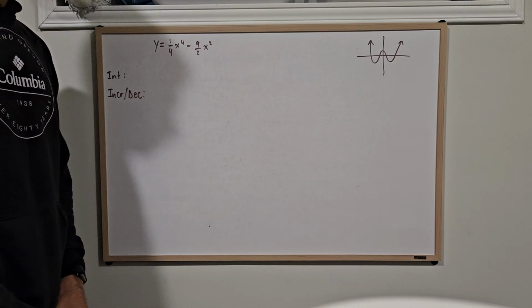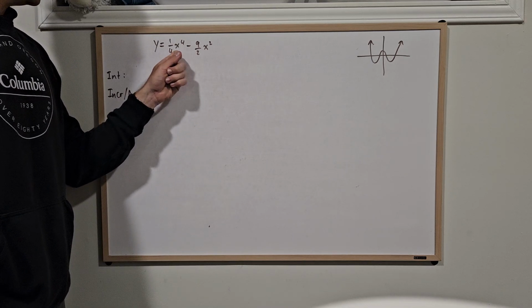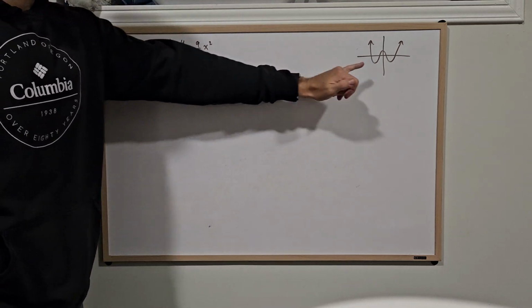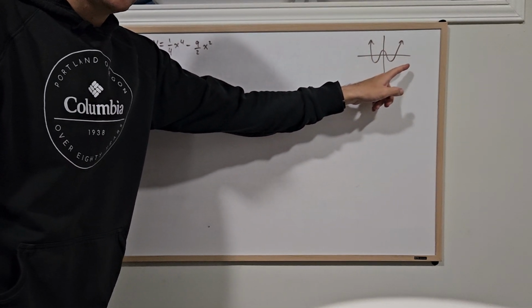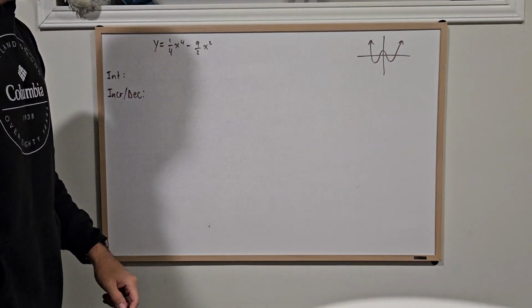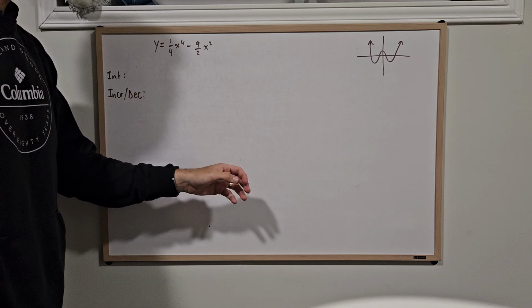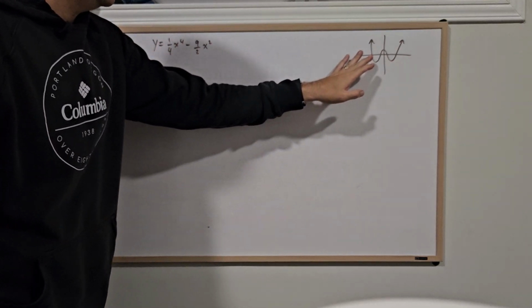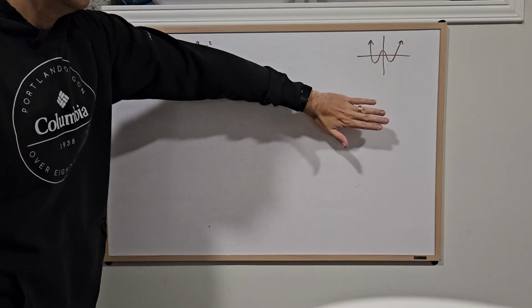So if we remember from our functions from previous years, we know that when we have an x to the power 4, we have this general shape right here, which is kind of like a W shape. Okay, and we have a positive a value here, which means it's going to be concave up, right? It's going to be facing upwards, not flipped the other way.